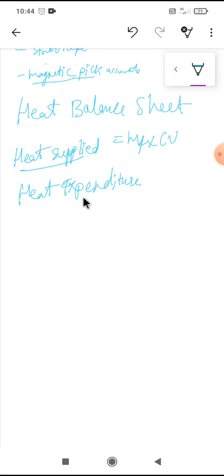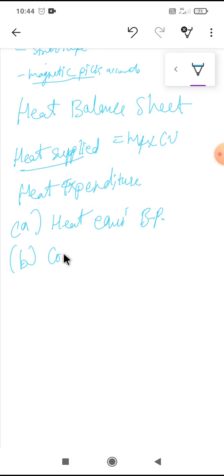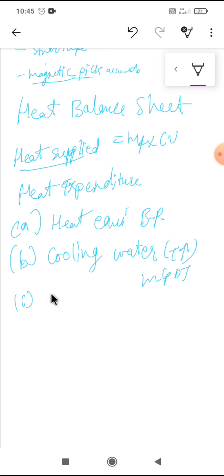So calculations for the expenditure of the heat will be: A, the heat equivalent to brake power, that is BP, that is how much brake power we are getting. So in that also we can get how much heat we have used. Then second is heat rejected into the cooling water, so how much is rejected to the cooling water, that is, how much the temperature of the cooling water has risen. So with the help of mcp delta t we can calculate how much heat the cooling water has taken.